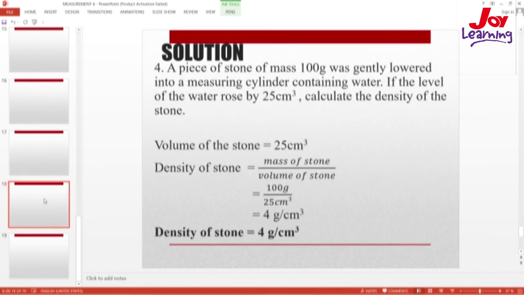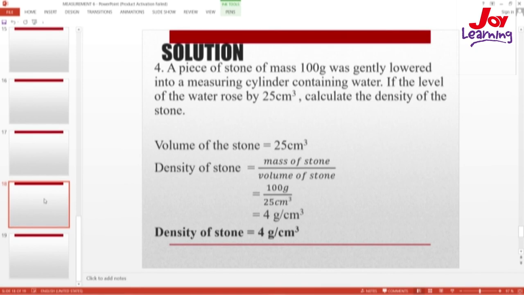Our final question. A piece of stone of mass 100 grams was gently lowered into a measuring cylinder containing water. If the level of the water rose by 25 cubic centimeters, calculate the density of the stone.